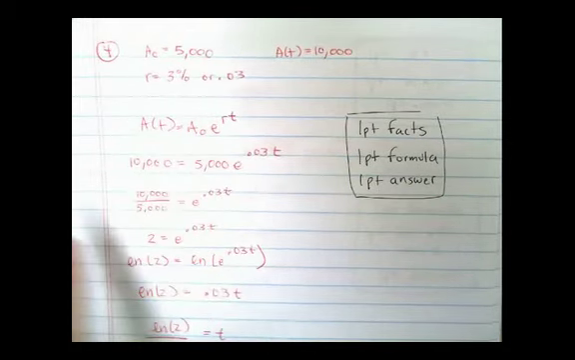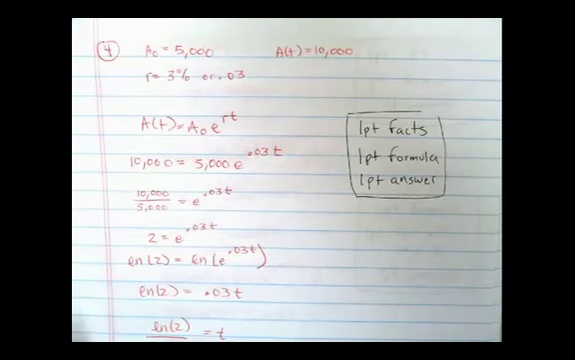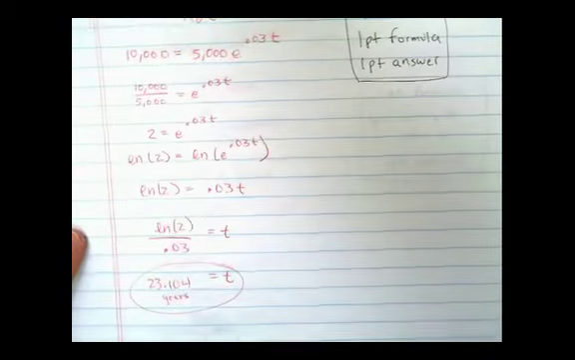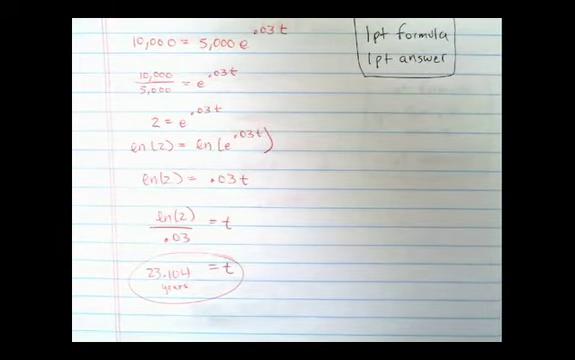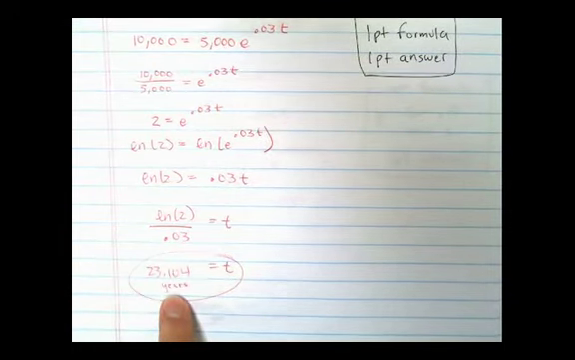And now I plug in all my facts, and I solve, and I end up needing to use natural log to get rid of my e. So again, you can pause the video if you need to, but you natural log both sides, solve for time, and get 23.104 years. My answer is labeled.